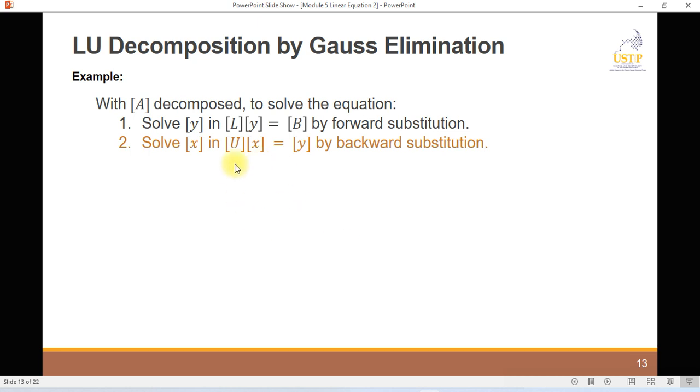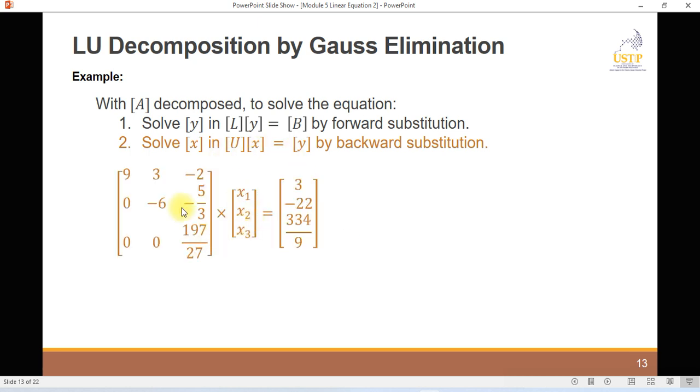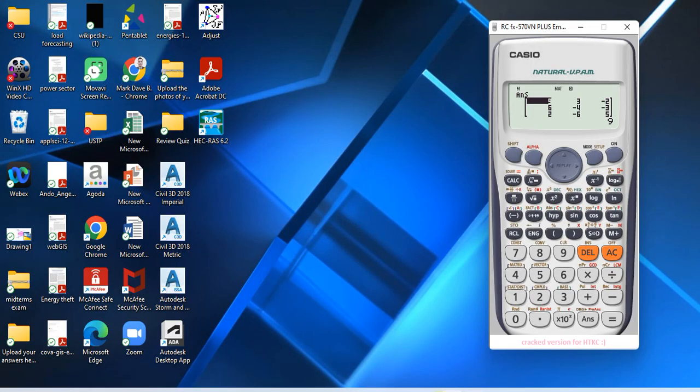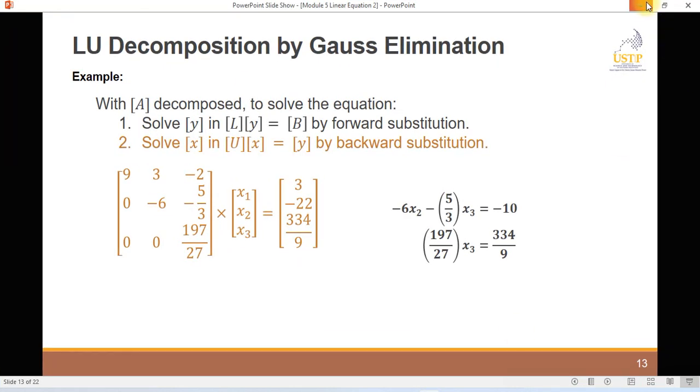So we have Ux equal to y, being this matrix equation, and then we will do backward substitution. At the bottom row, we have 197 over 27 multiplied by x3 equal to 334 over 9. In the second row we have negative 6x2 minus 5 over 3x3 is equal to negative 10. Sorry, this is not negative 10. Let me change it for a second.